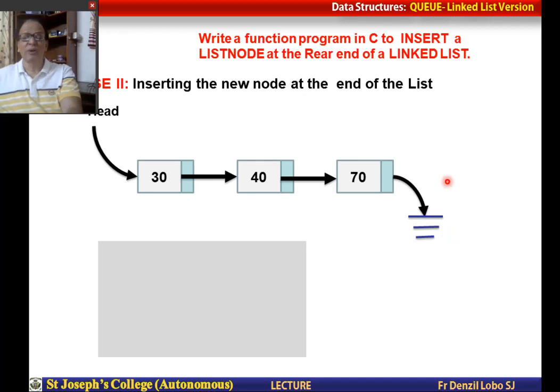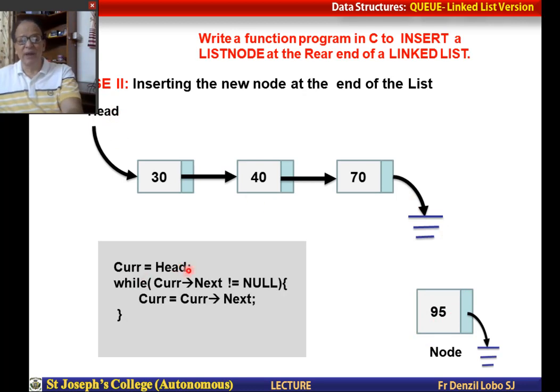So I want to insert the next number. So what do I do? First I have got a node which contains 95. I've created a node which contains 95. This is the node which contains 95. What do I do? First, I have to assign this head to current. This is what I have done: I have assigned the head to current, one more pointer variable, and then I traverse this list.